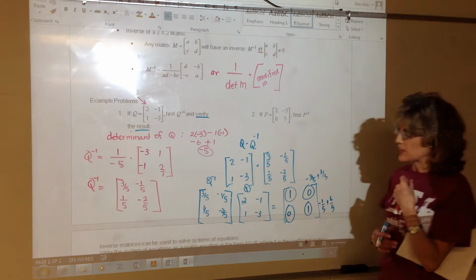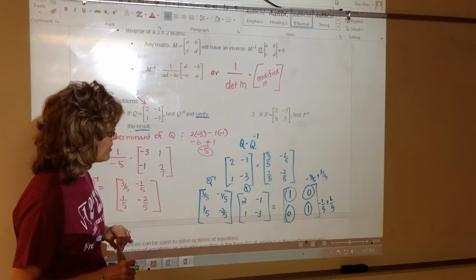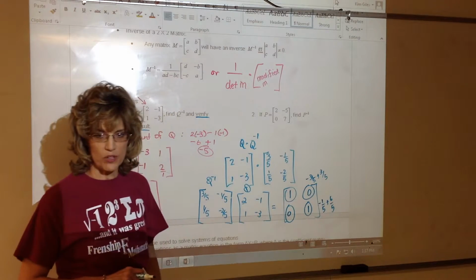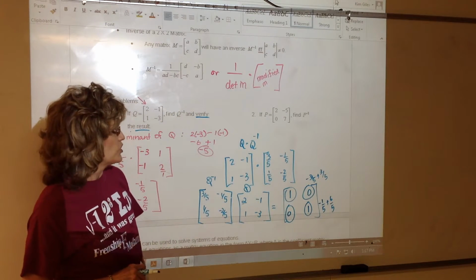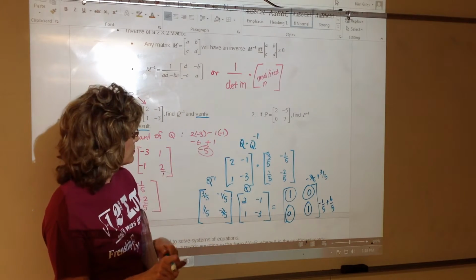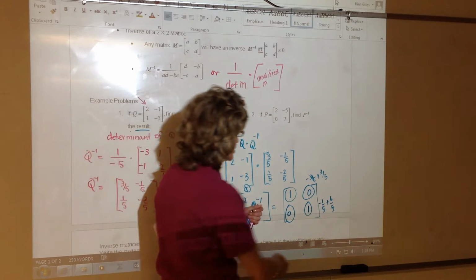So in order to verify, and it's kind of tedious, but to verify that you really did find the right inverse, you multiply both directions and see if you get the identity both ways. So work on this one for just a minute while I erase. Find P inverse.